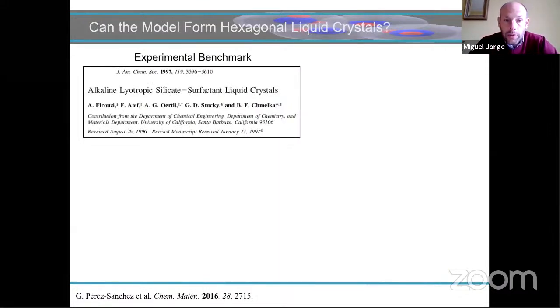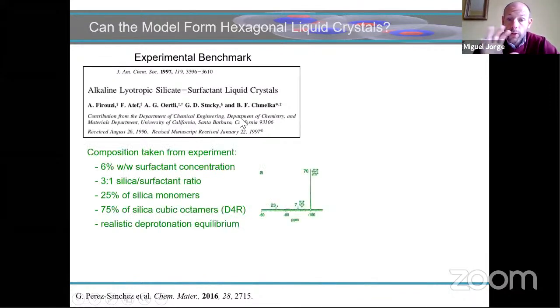So then we tried something else. Again, validation against experiment. We started from this experimental benchmark study from Brad Chmelka's group at Stanford, in California, who actually did some very rigorous experimental characterization of the synthesis solutions. So we knew exactly what the concentrations were, what the pH was, what the speciation was.